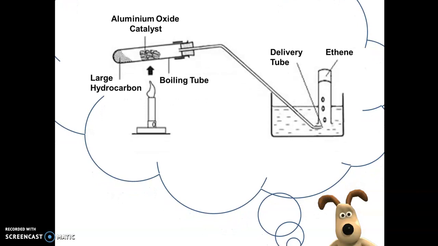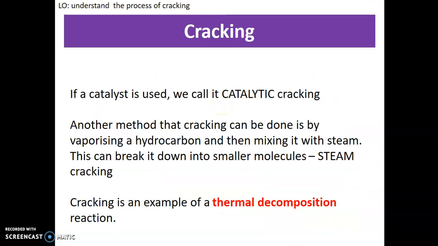So an example of how you might do this in the lab, classroom, to demonstrate it, you have the long chain hydrocarbon, you heat it, it vaporizes, pass it over a hot catalyst, in this case aluminium oxide, and that causes it to crack or split into these different molecules. And then from that, you, in the lab anyway, could collect it through water to make sure you get a pure sample. So, if a catalyst is used, we call it catalytic cracking.